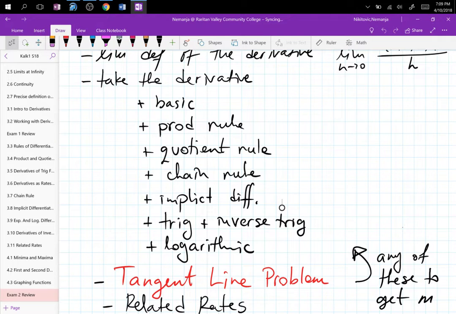What else? No formula sheet and all of that kind of stuff. So you need to know all of the formulas for differentiation, rules, and procedures for logarithmic differentiation.